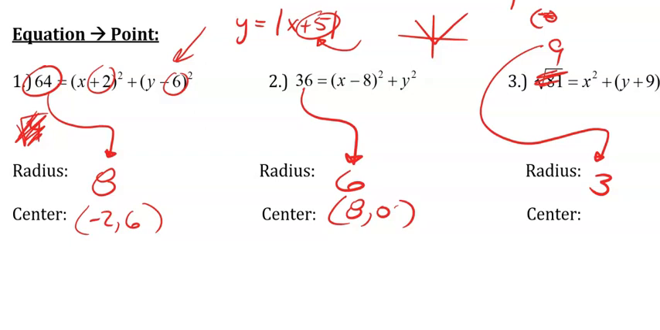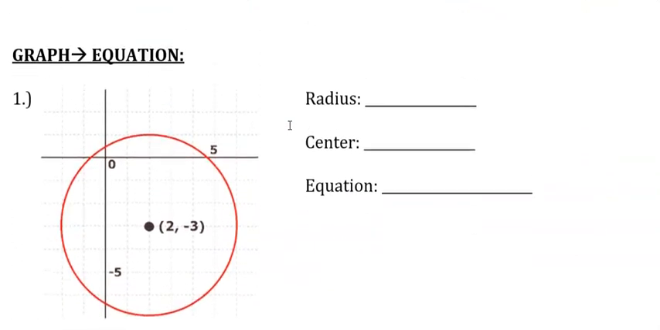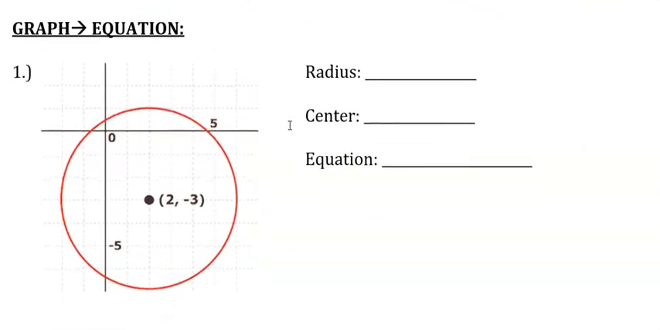Any questions? No? Okay. Let's go ahead and look at this one right here. This is a slight variation. We can already see that our center is 2, -3, and our radius.